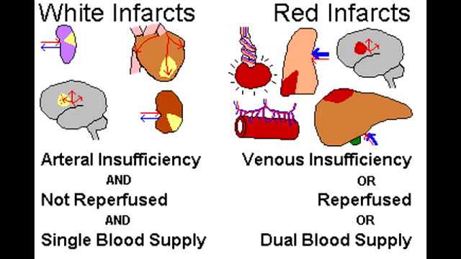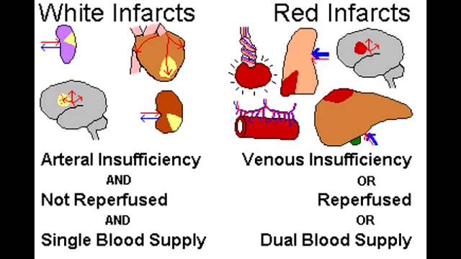Red or hemorrhagic infarct occurs in loose tissue with collateral or dual circulation, such as liver, lungs, and intestines. Red infarct can also occur following reperfusion. Why does red or hemorrhagic infarct occur following reperfusion? The reason this happens is because in reperfusion injury there is damage that is caused by free radicals. What is the mnemonic to help you remember red or hemorrhagic infarct?